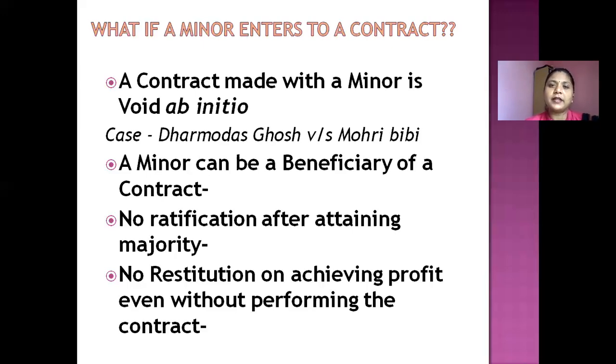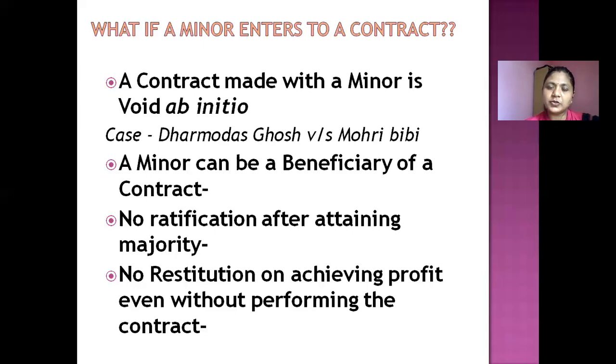If a minor has made any contract when he was a minor, and after attaining majority he wants to continue it, it is not possible for him. He'll have to set up a new contract. No restitution on achieving profit even without performing the contract.